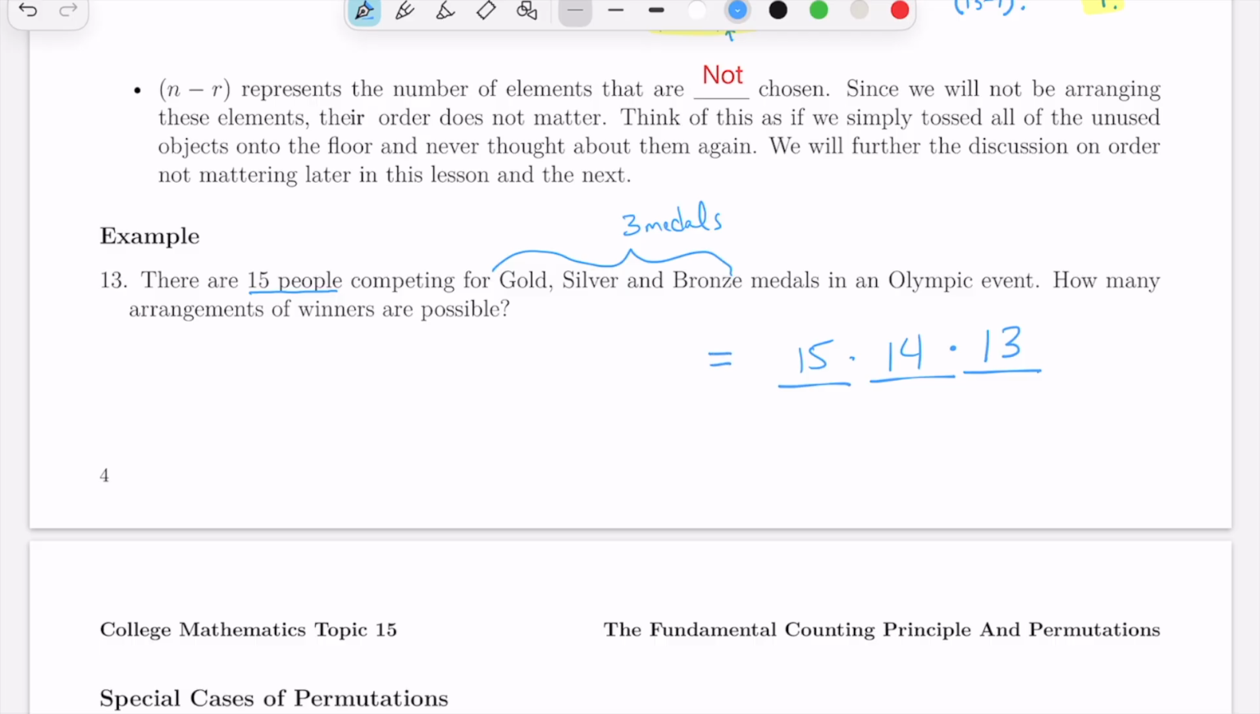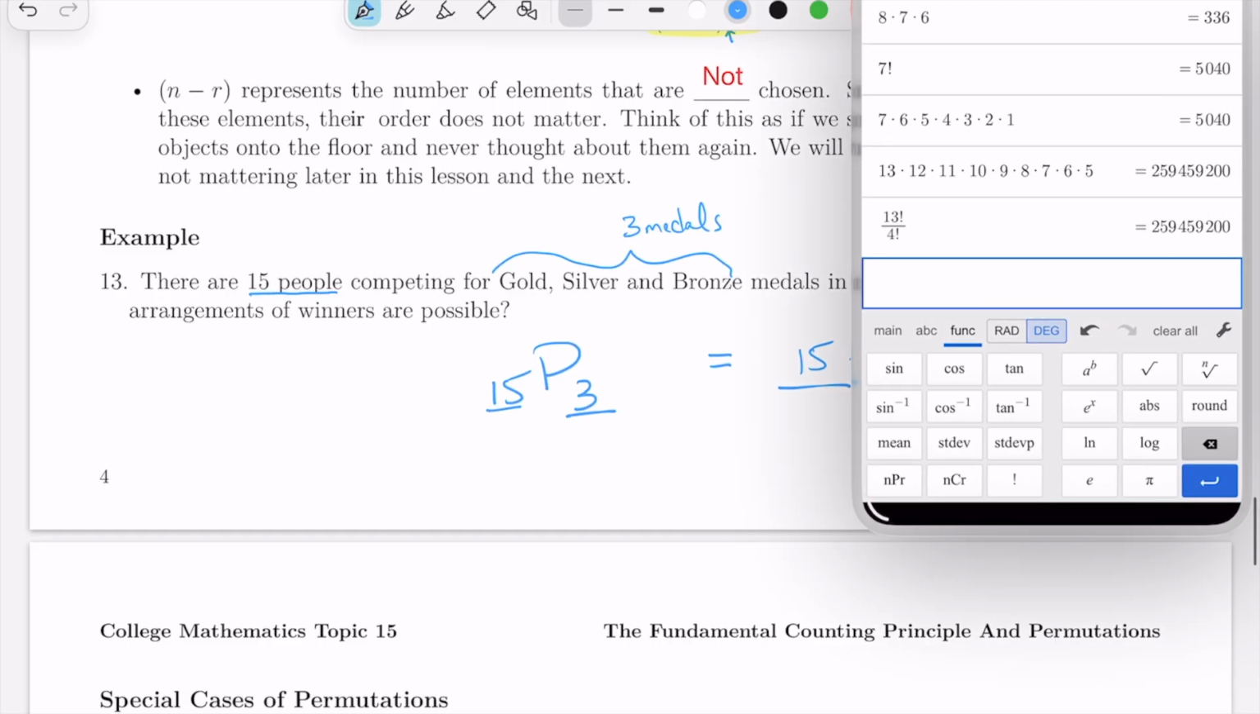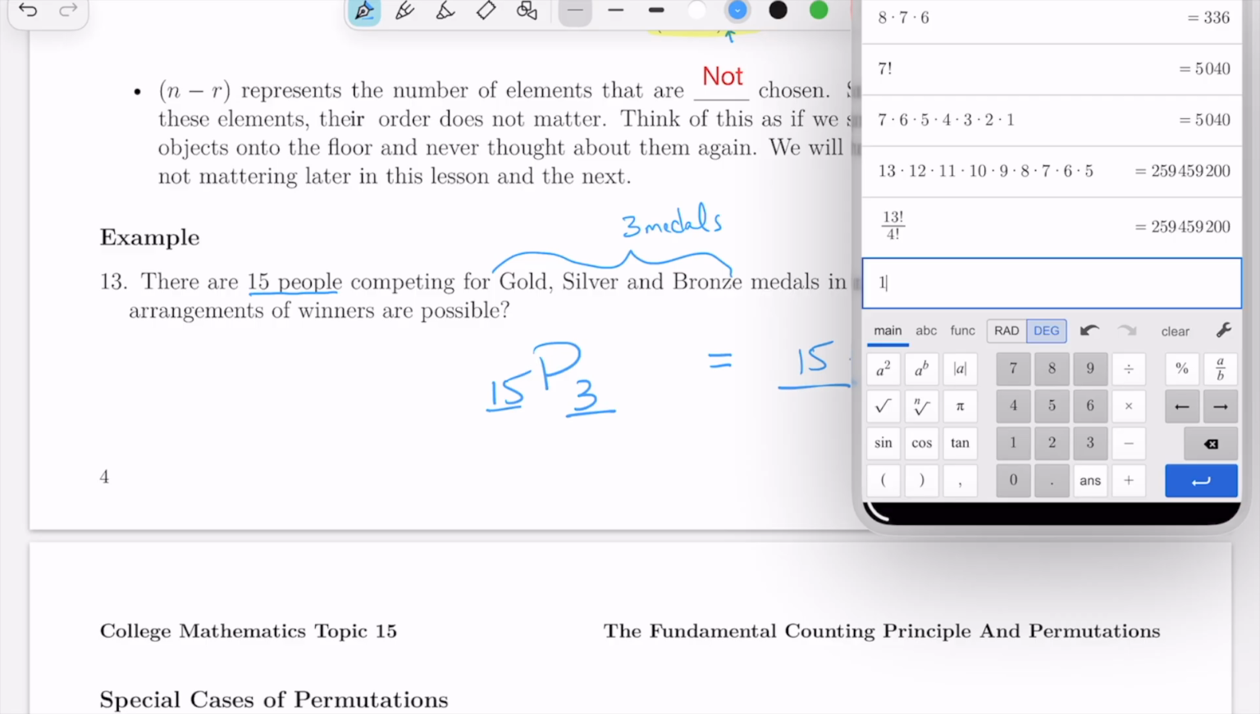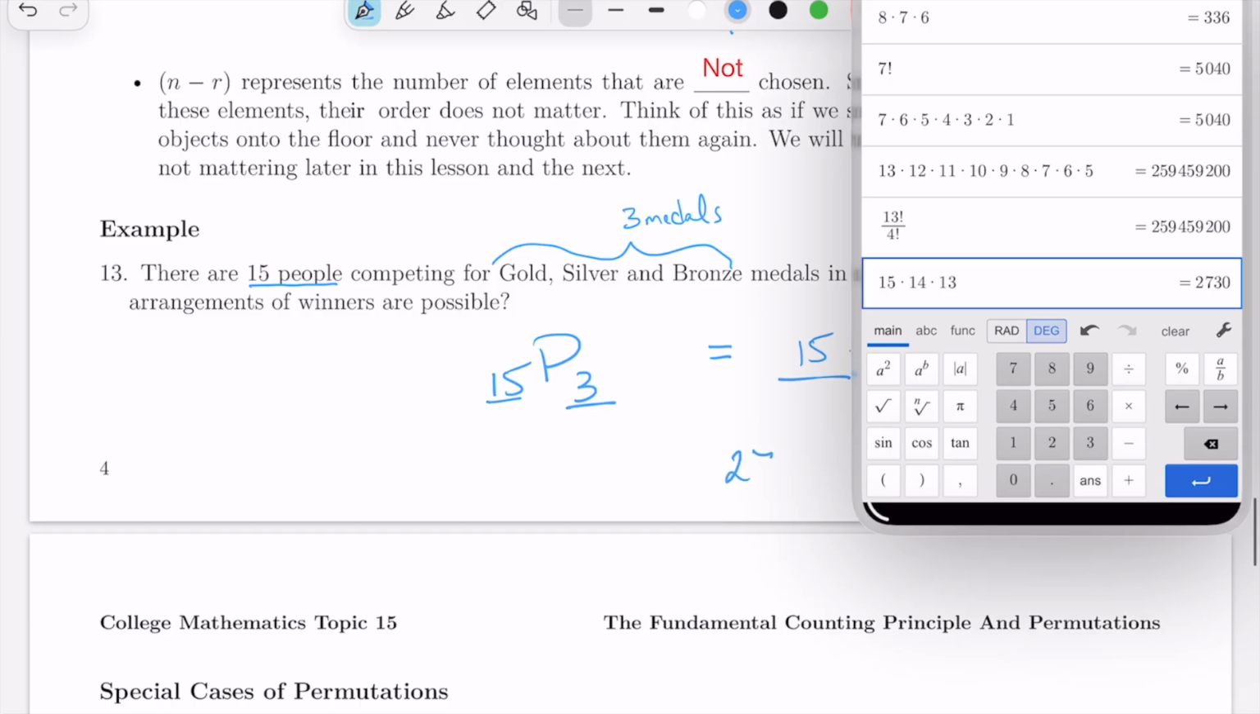There's another way we could write this, and that's to say 15p3. We have 15 runners to choose from, and we have 3 medals that we're giving out. So in our calculator, we can do 15 times 14 times 13 and get our 2730. This number is nice, but there's another way to do this, and this is very important.